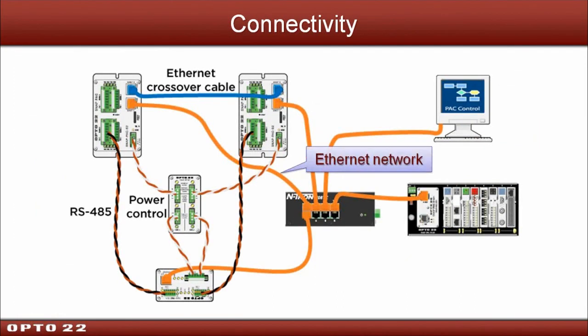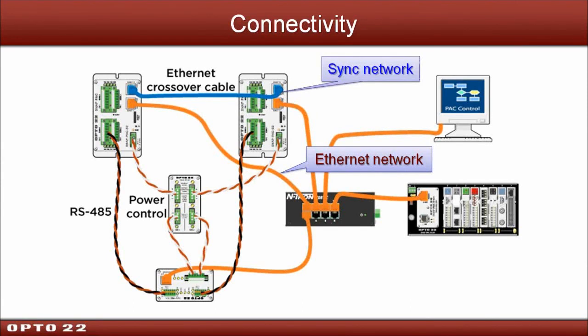The first one is, of course, the Ethernet network. Standard Ethernet network rules apply here. Cat5, 802.3, 10 base T, 100 base T, Ethernet network. The second part is what we'll call the sync network. Now, the sync network is simply going from eNet 2 between the two controllers.